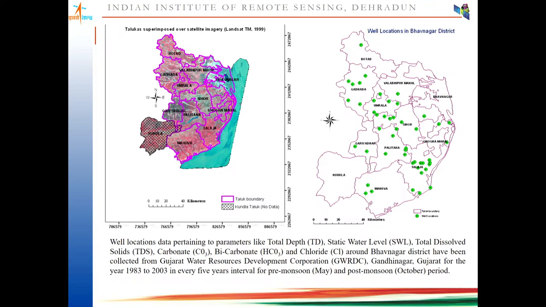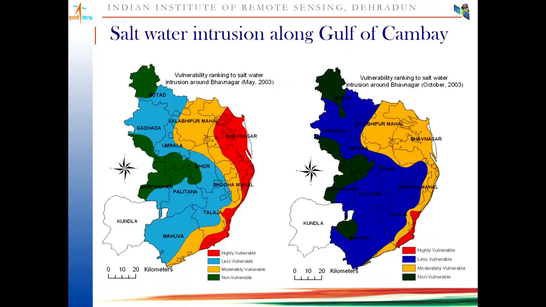May and October, because when there are lots of showers during the monsoon period, the scenario of saline water intrusion changes by October. So if you want to do this type of study, you should definitely do it in different seasons of the same year, both pre- and post-monsoon.